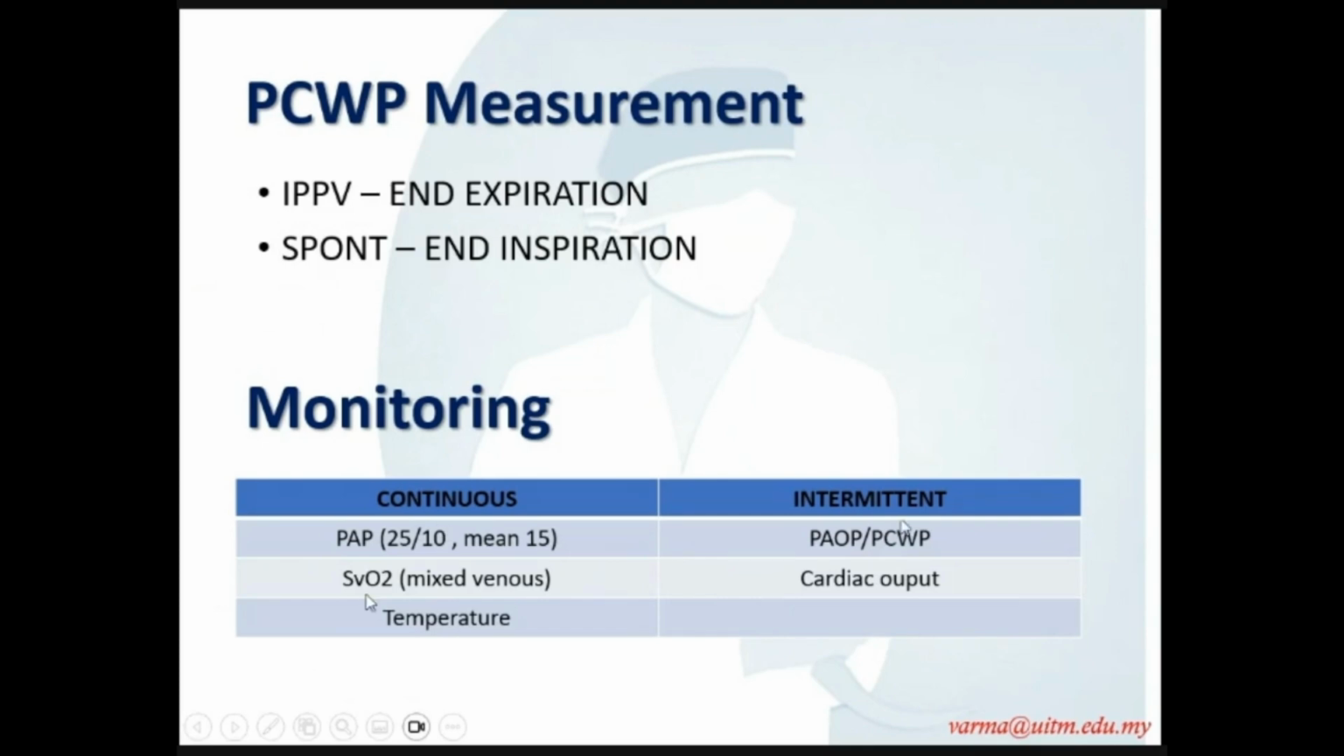Continuously, we can measure SvO2. SvO2 is the mixed venous oxygen saturation, okay? It is from the pulmonary artery. Your pulmonary artery contains the fully deoxygenated blood because all your venous return from the systemic circulation goes via the IVC and SVC to our right atrium. It is not oxygenated yet, it is deoxygenated blood. It goes into the right ventricle, still not oxygenated, and goes into your pulmonary artery. After the pulmonary artery, only then does it go to the lungs and get oxygenated.